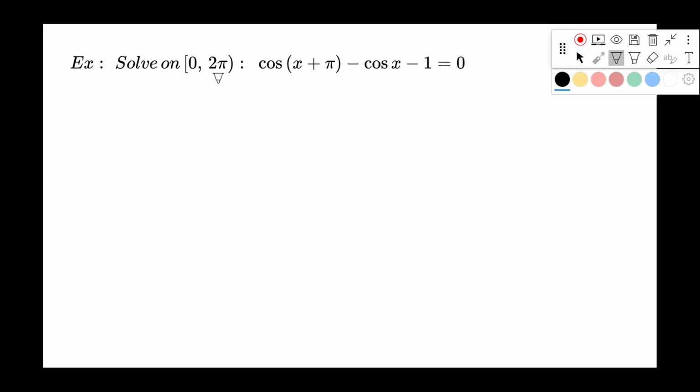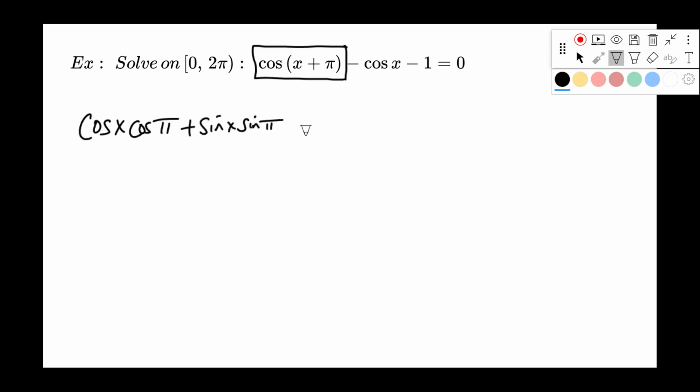All right, and finally, I want you to solve this equation on the interval between 0 and 2 pi. Cosine of x plus pi minus cosine x minus 1 equals 0. Now I can't distribute cosine, but this is an identity, so I'm going to use it. So cosine of x plus pi is cosine x cosine pi plus sine x sine pi. So that's equal to all of that. Then I bring down minus cosine x minus 1 equals 0.